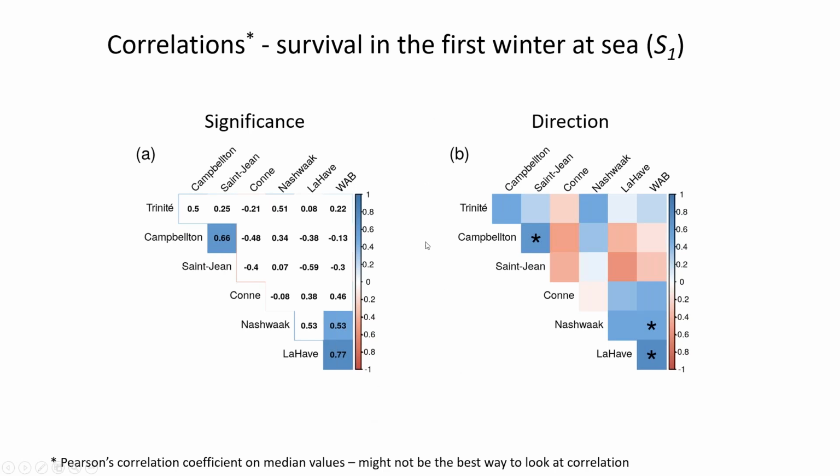And if you look at directionality, which is the second plot, you can see that they're mostly blue, but it's really a mix of red and blue. So some rivers are positively correlated, some are negatively correlated, and only 3 of them are significant. I want to mention the caveat, though, that the Pearson correlation coefficient is on median values of marine survival in the freshwater North Sea, and this might not be the best way to look at correlation. So I'm thinking about other ways of doing so better, because we might still be underestimating it.